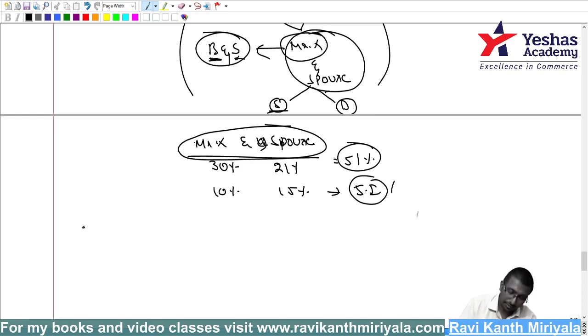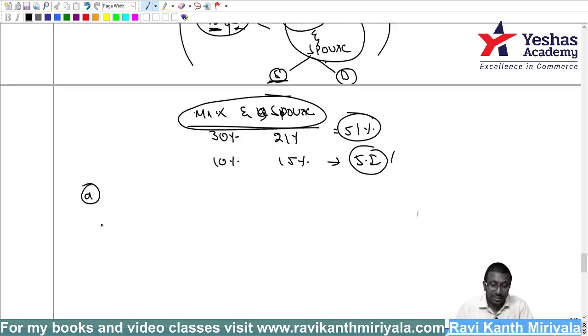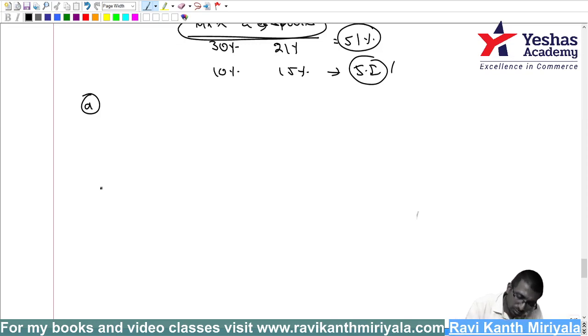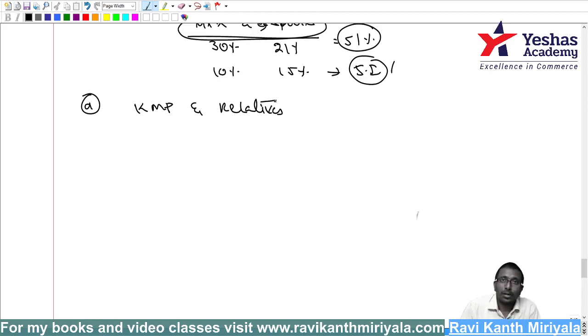This is C bit. Now let us look at D bit. D bit is what? KMP and relatives of KMP are also related parties. Who is KMP? You know, key managerial personnel. You don't go by the designation, because they have given a specific definition. We go by the definition but not by the designation. Who is key managerial personnel?